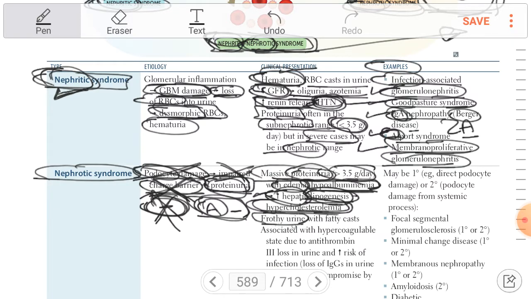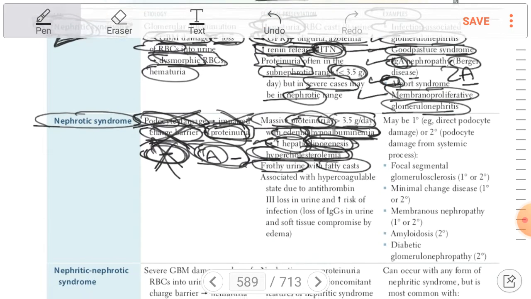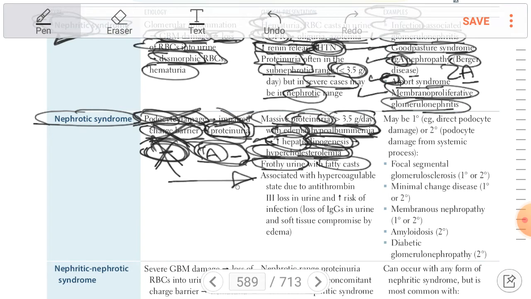Now this hypercholesterolemia will appear as what? Fatty urine with fatty casts. Then this is the most important: if there is nephrotic syndrome, damage of podocyte, there is loss of what? There is loss of antithrombin 3, and there is loss of immunoglobulin G.